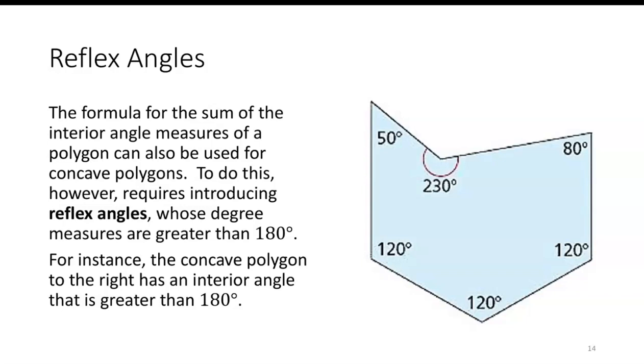The formula for the sum of the interior angle measures of a polygon can also be used for concave polygons. To do this, however, requires introducing reflex angles, and those are angles whose degree measures are greater than 180 degrees. For instance, the concave polygon to the right has an interior angle that is greater than 180 degrees. There is an angle that is 230 degrees, which is more than 180.